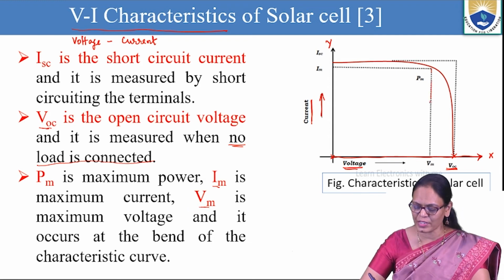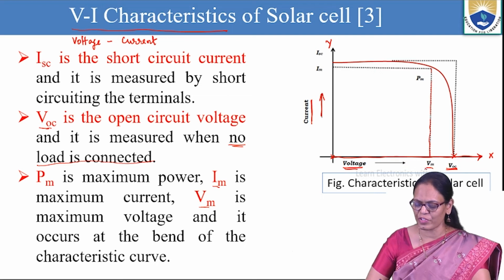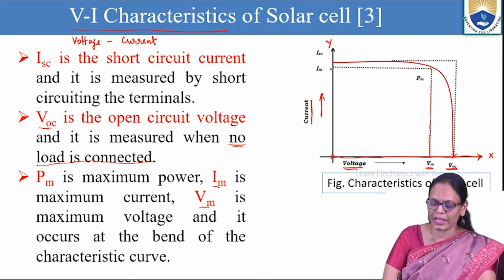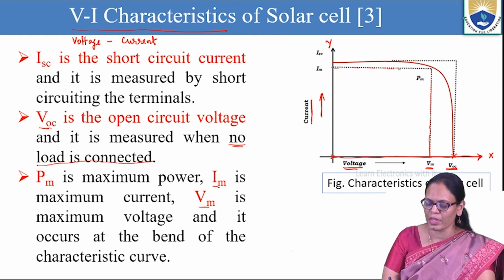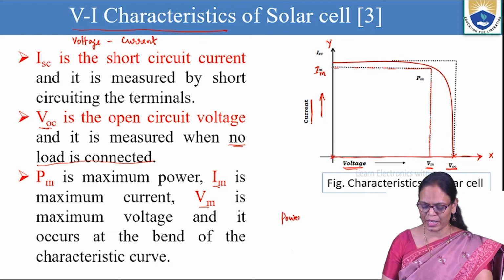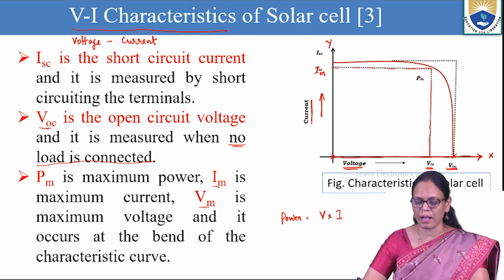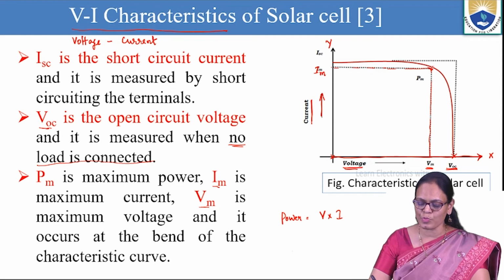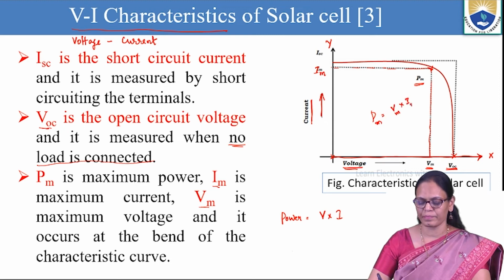So this voltage is VM, which is the maximum voltage, and this point is IM, which is the maximum current. So we know that power P is given by voltage multiplied by current. This is observed at the bend of the curve. Whatever curve we get by plotting the voltage versus current characteristics, at this point we have the maximum power, and this maximum power is given by VM into IM.